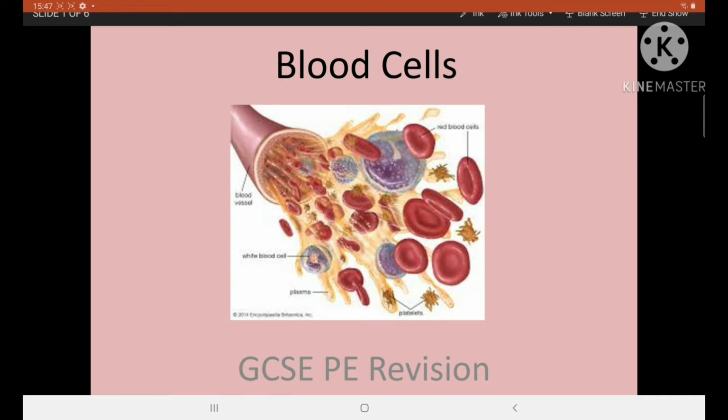So I've done a PowerPoint because I want you to see some diagrams and pictures of the blood cells. This first one's a really good picture, shows you a cutaway blood vessel, and then it's got blown up the blood cells, the red blood cells, the white blood cells, the plasma and the platelets, so you can see them. Okay, so let's get into each one in more detail.